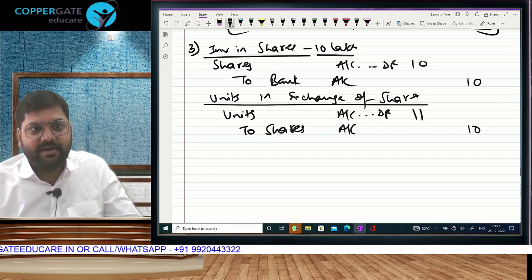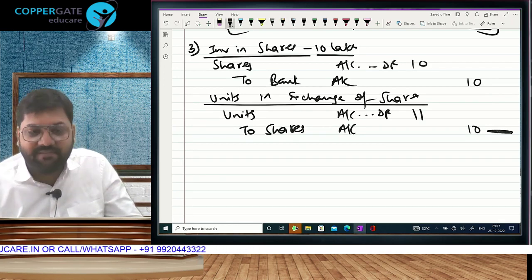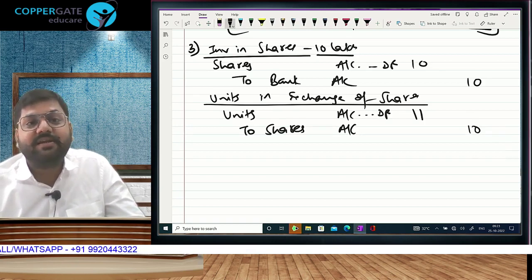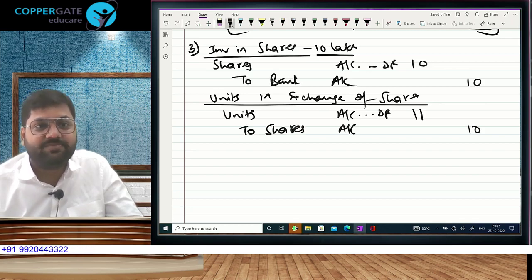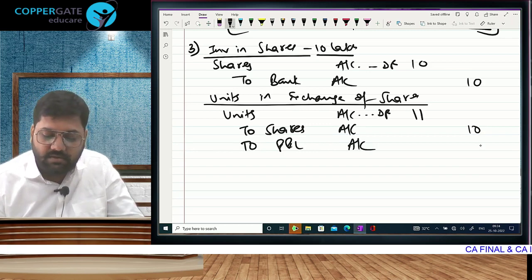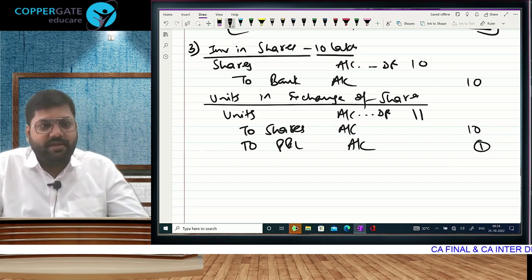So mismatch in debit credit. This you can't make 11. Shares ka account has to be removed by 10 only. So now the debit credit is not matching. Guess karo dumping ground kya hai accounts mein? What the assessee has done is adjusted the amount in P&L account.